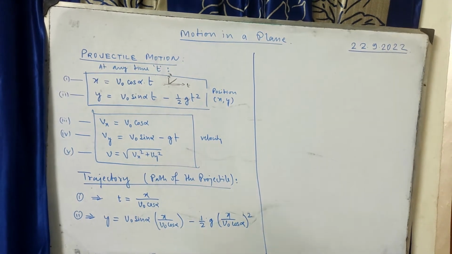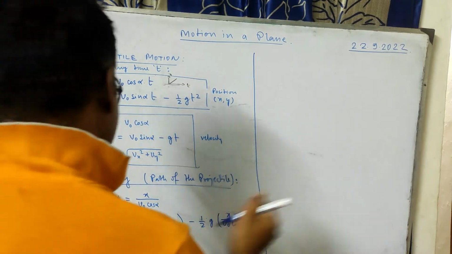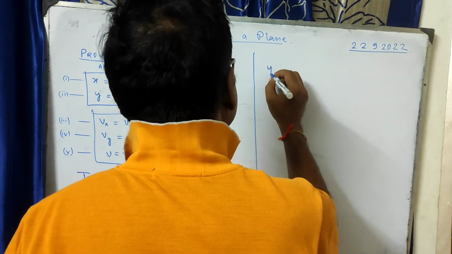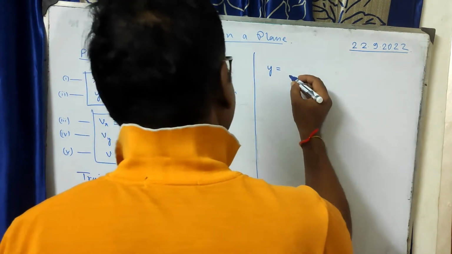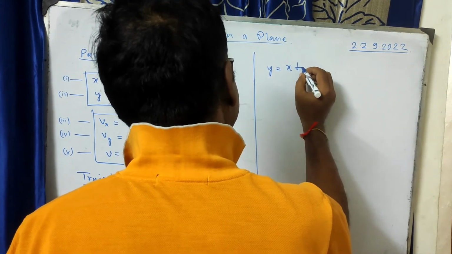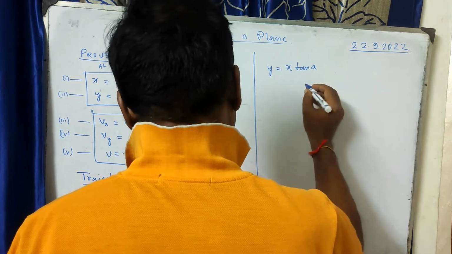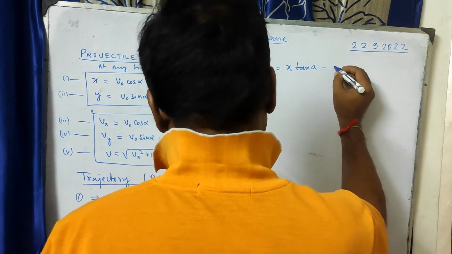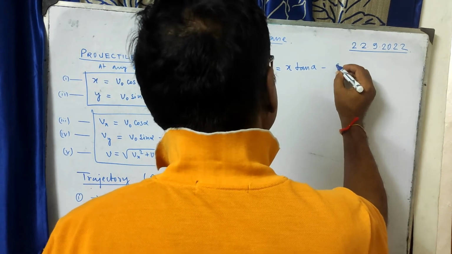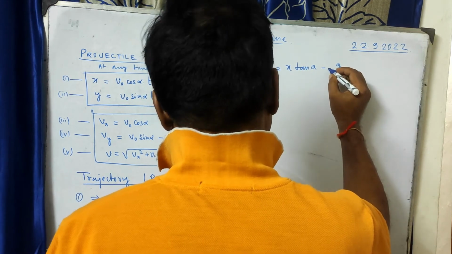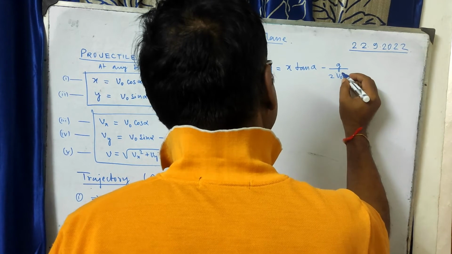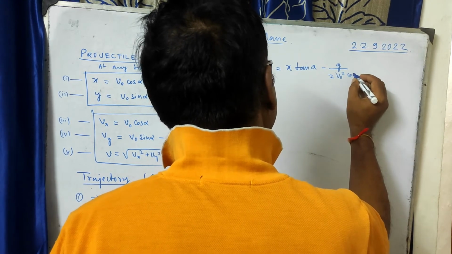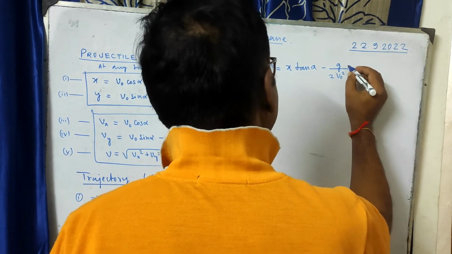Okay, so now let us solve it. Y is equal to v0 will get cancelled, x tan alpha minus of g by 2 v0 square cos square alpha x square, right?